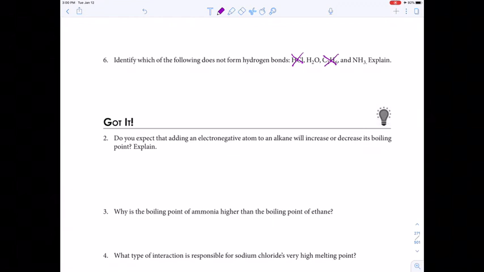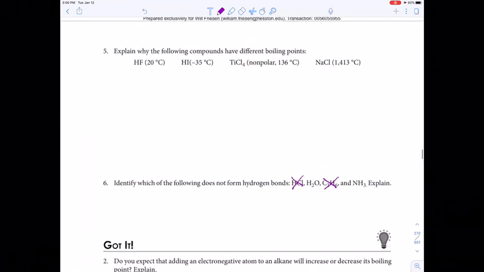And HCl. HCl is not bonded to, the hydrogen is not on an oxygen, a nitrogen, or a fluorine. Cl is right next to fluorine, so it's still probably a pretty strong interaction, but it is not technically a hydrogen bond.